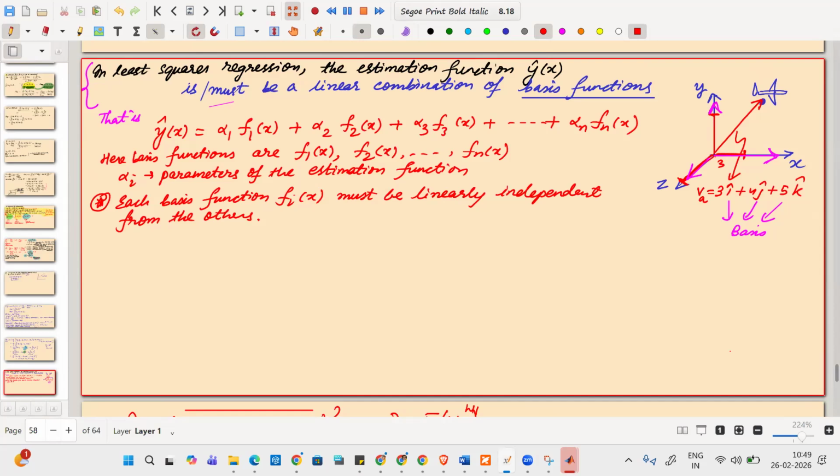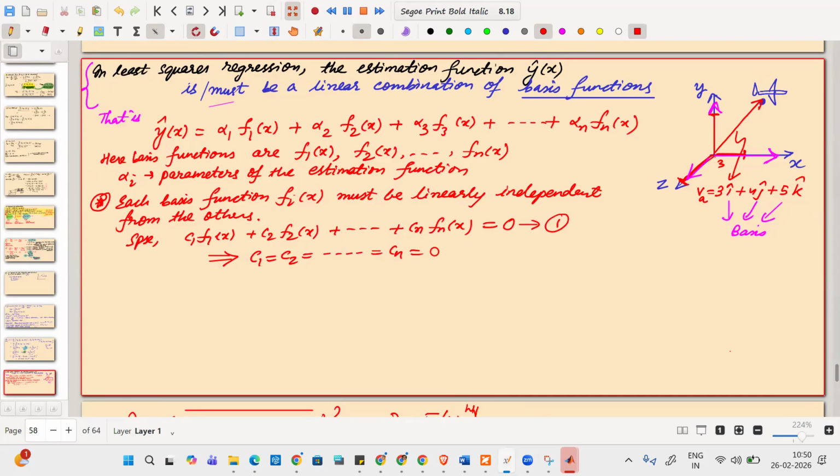Linear combinations of basis functions are said to be linearly independent if this condition happens. Suppose C1 F1 of x plus C2 F2 of x plus so on up to Cn Fn of x is equal to 0. Suppose your F1 x, F2 x, so on up to Fn x are linearly independent and you have this condition, then that implies that C1 equals C2 equals so on up to Cn equals 0.